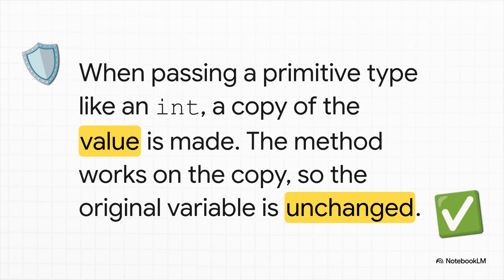Let's stick with primitives for a second. Imagine you have a variable, x, and it's equal to 5. When you pass x to a method, the method gets its very own, separate copy of the number 5. The method can go nuts with its copy. It can change it to 99, it can do whatever. Your original x is still sitting there, safe and sound, holding the value 5. It's completely unchanged.